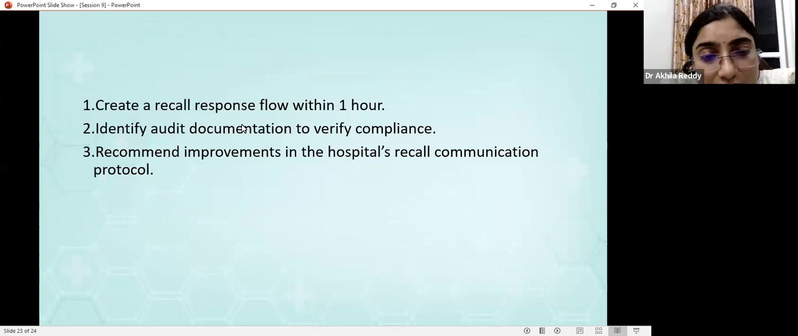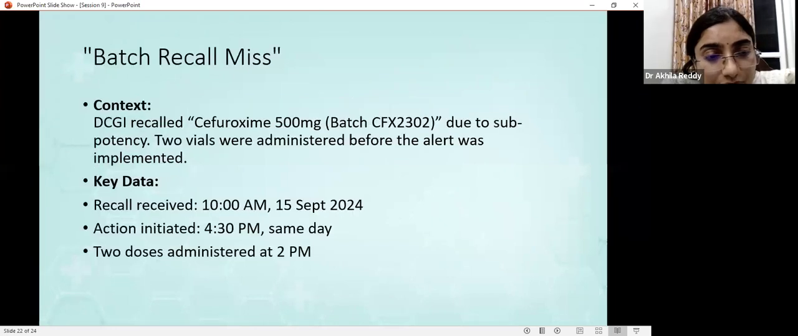I'm creating a call response flow within 1 hour. How does it get used? When the drug recall was received at 10 a.m., if they had circulated it within at least 2 hours, then they would have prevented these 2 administered doses. As the communication was lacking from the department, whenever we receive a drug recall at 10 a.m., at least within 1 hour, or even if we do it in 2 hours, this would have prevented the patient harm.